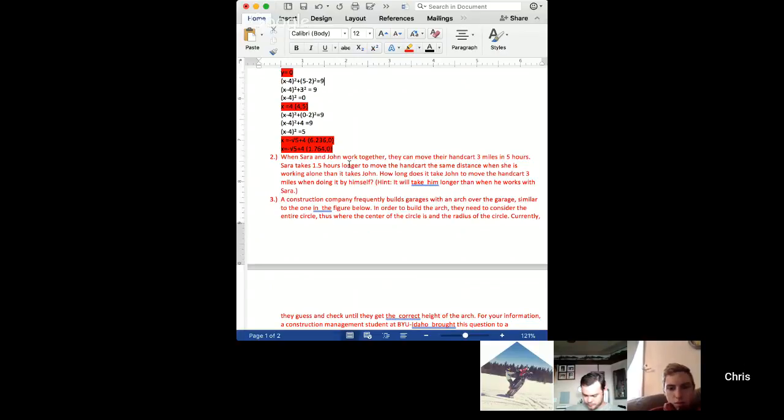How long does it take John to move the handcart 3 miles when doing it by himself? It will take him longer when he works with Sarah. Just a little bit.